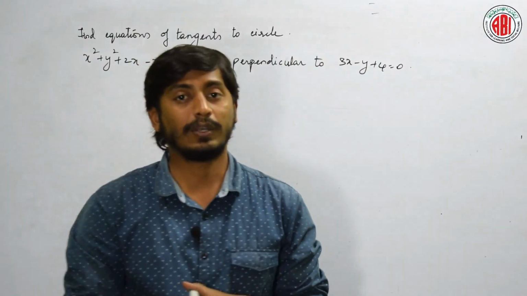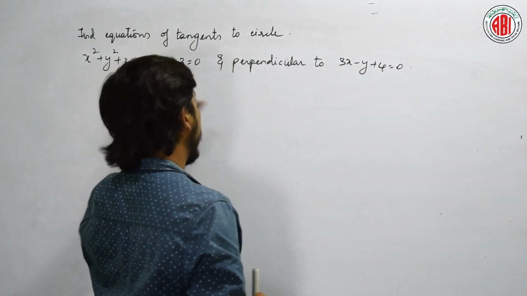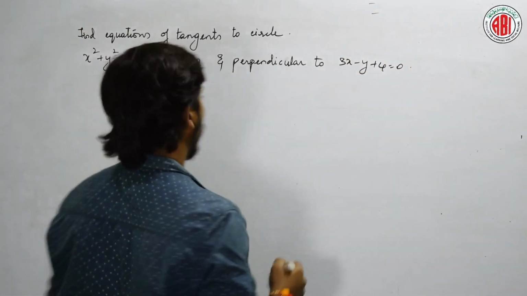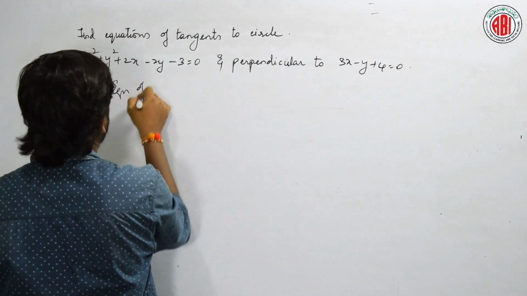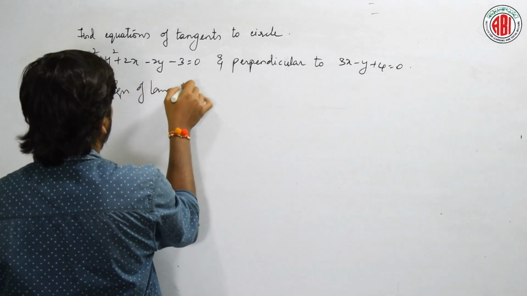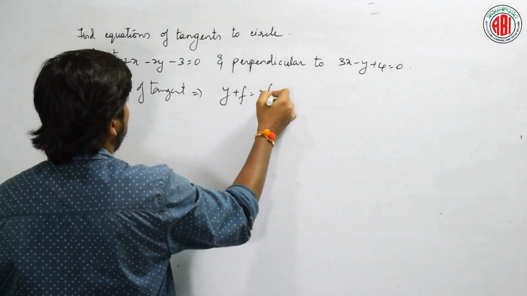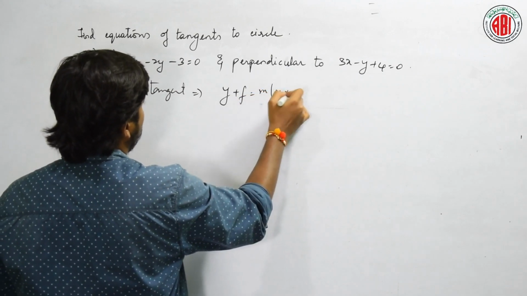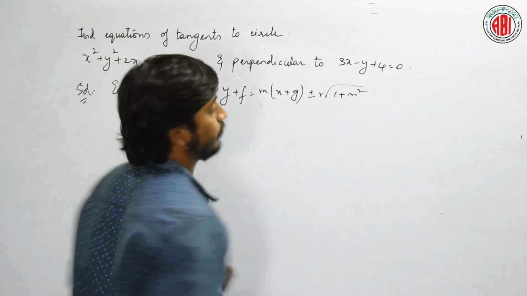Let's do. Look at the next question here. He is telling us to find the equation of a tangent to the circle perpendicular to this line. So the same formula we have to use, that is the equation of a tangent in slope form, y + f = m(x + g) ± r√(1 + m²).